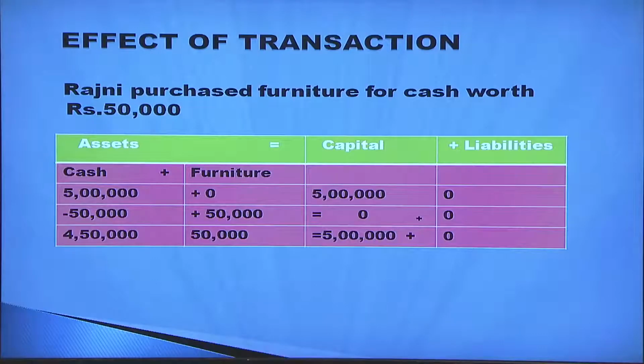So, cash is going from the business. So, I have written minus 50,000 in the cash column. Effect of this transaction: minus 50,000 in the cash column and plus 50,000 in the furniture column. So, assets equals liabilities plus capital, here also it is equal on both sides. That is cash 4 lakh 50,000 plus furniture 50,000, that is 5 lakh, equals capital 5 lakh.